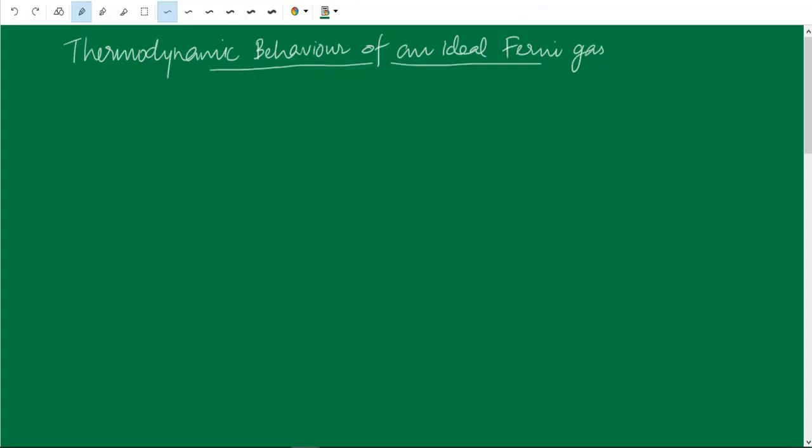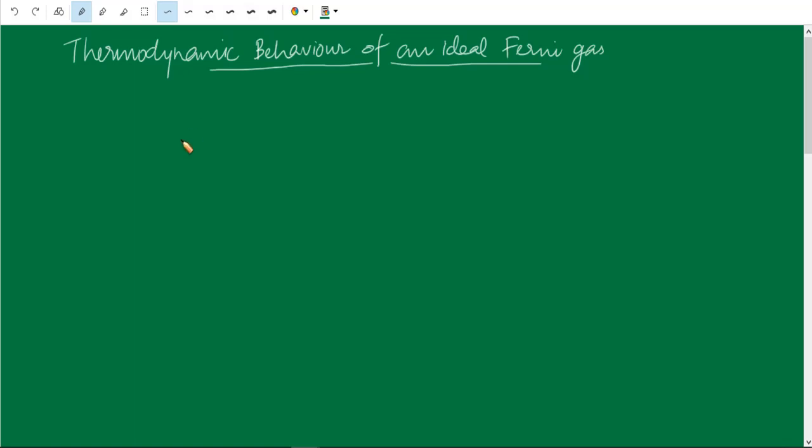Hello. So we have been discussing the quantum mechanical ensemble theory in the last few chapters. Today we are going to discuss another class of quantum mechanical system, that is Fermi system. So we will start with the thermodynamic behavior of an ideal Fermi gas today.